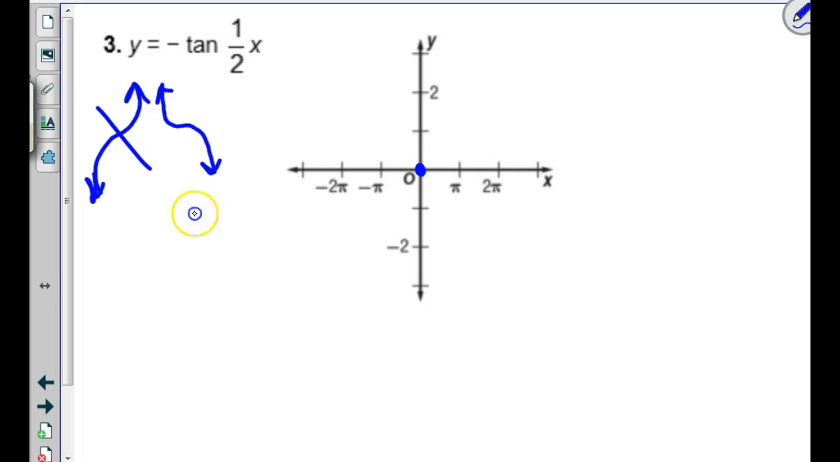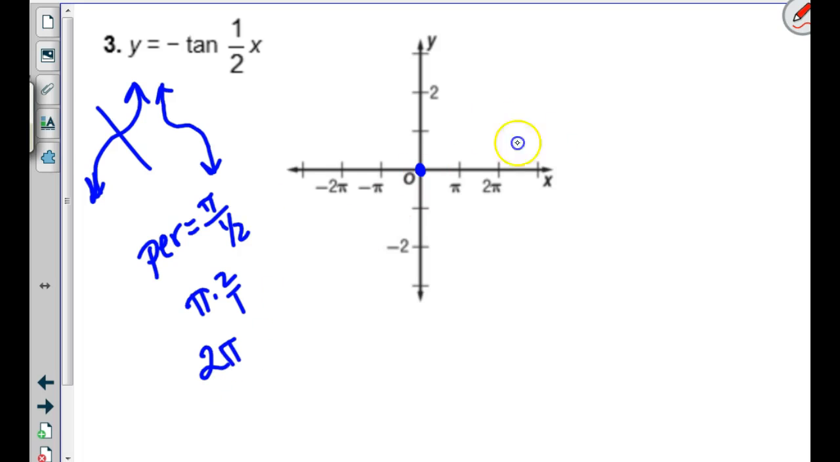Okay, what is the 1/2 going to do? The period is going to be pi over 1/2, which becomes 2 pi. Now, what does that mean the asymptotes are at, though? Because remember, it's a little bit on either side. Yeah, so pi, oh my goodness. Can't draw a straight line. Pi on either side.